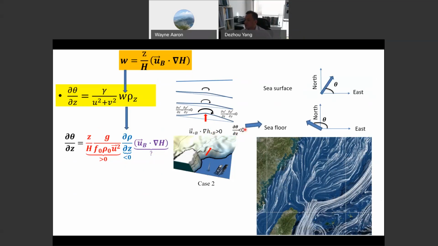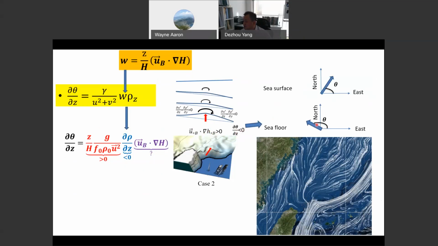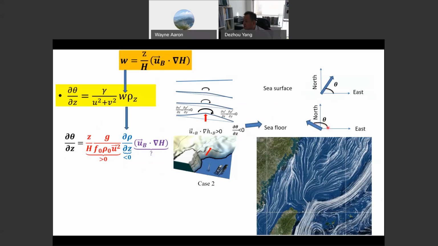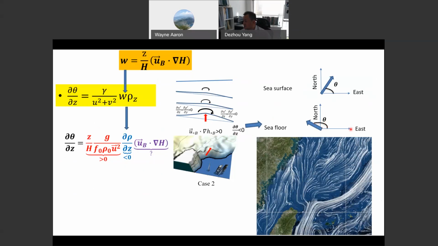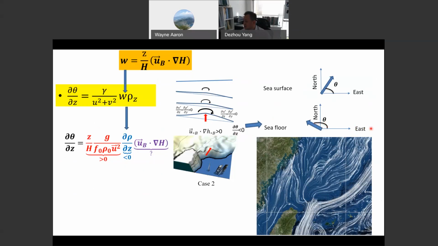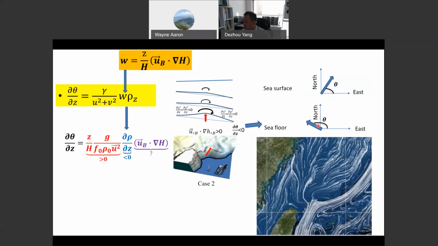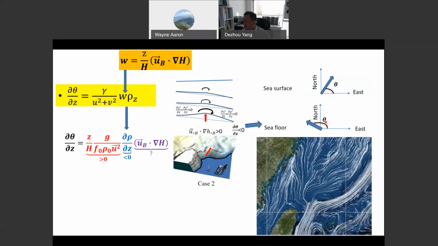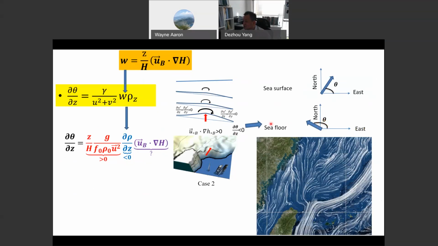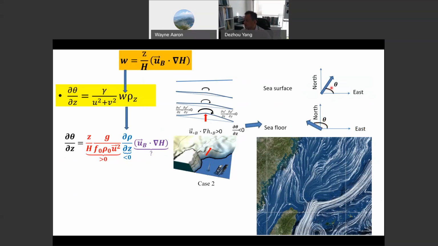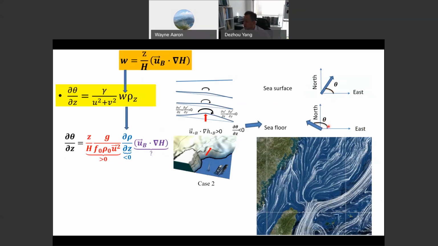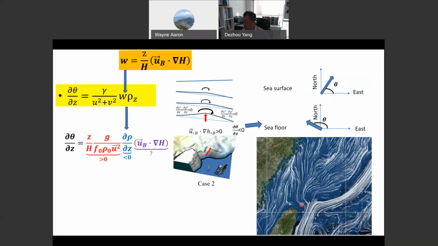It means at the sea floor, if the x-axis is positive to the east, and this axis to the north, and the angle of the horizontal current is theta, it will decrease from the sea floor to the sea surface. For example, the sea surface is like this. At the sea floor, it's like this. It will decrease from the sea floor to the sea surface.